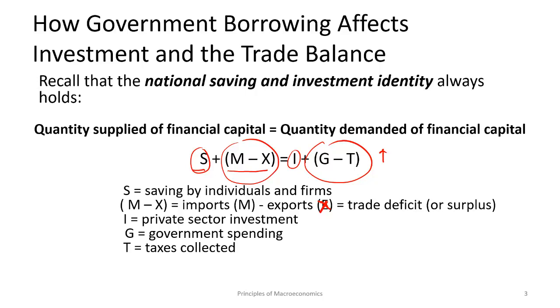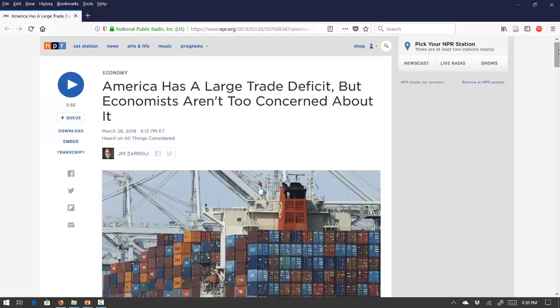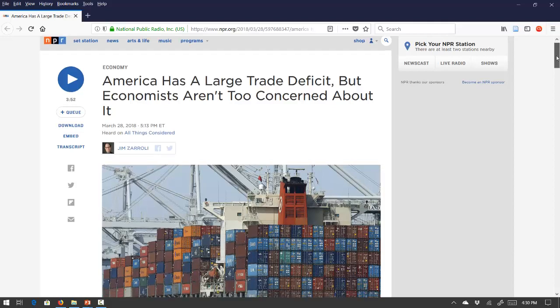To motivate all these things, let me show you an article that was published in NPR. It's about how America has a large trade deficit, but economists aren't too concerned about it. This goes completely counter to the current policy in place, where we are trying to reduce our trade deficit. Then how come economists are not worried? So let's try to understand the connections.